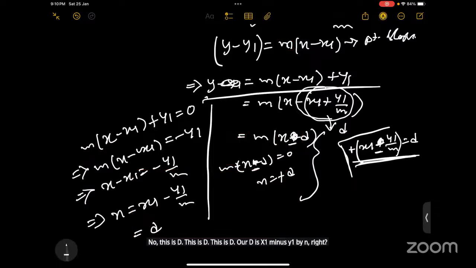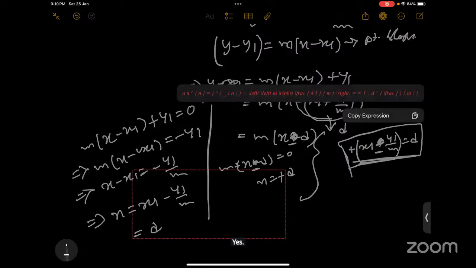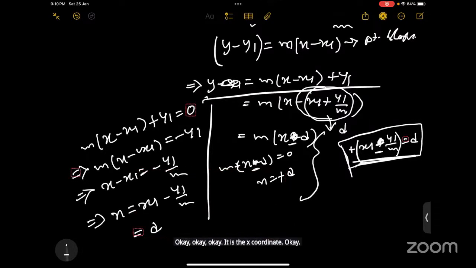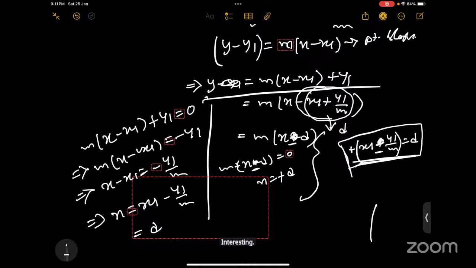Yes, ma'am, this is our d, right? It is the x coordinate. Okay. So that is why d is basically the x-intercept. Any doubt? No, ma'am. Okay.